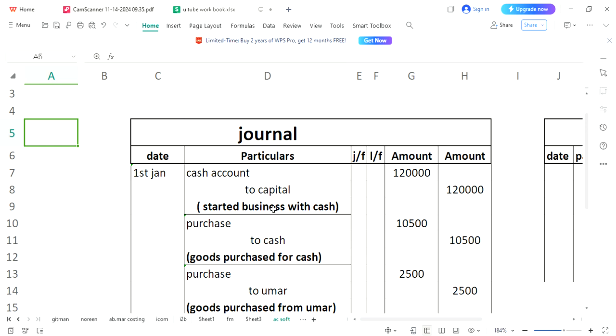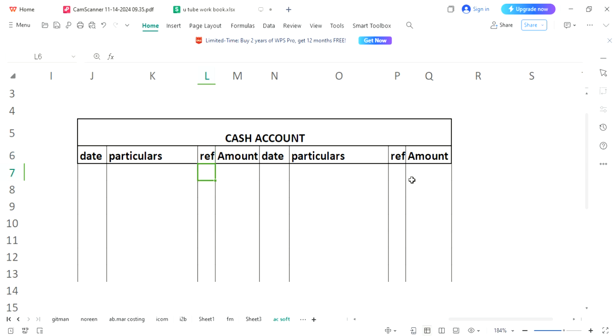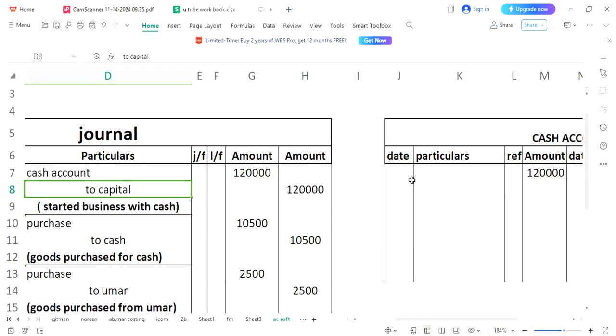Since in the first entry we have cash on the debit side, you will go to the debit side of the cash account, and here you will write 120,000 because it was present on the debit side. Once again, 120,000 was present on the debit side. Since we are making the cash account and cash was present on debit, you have posted the amount on the debit side.